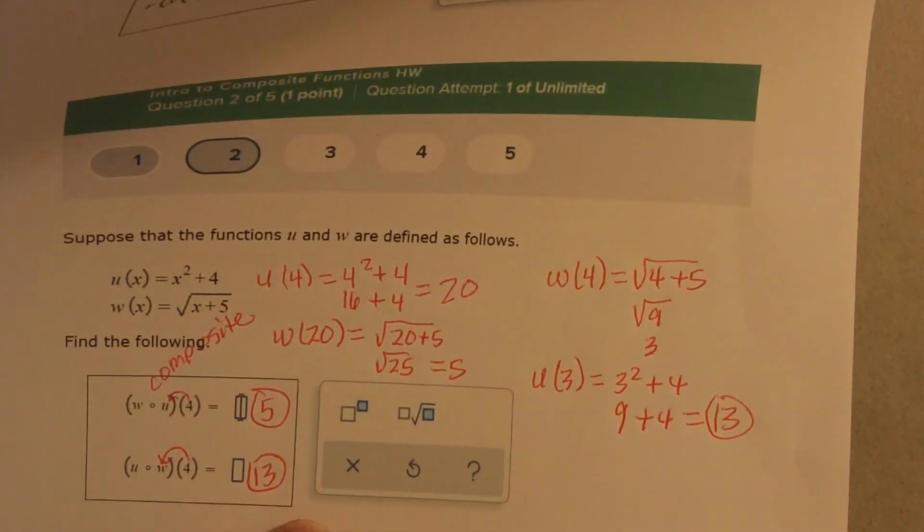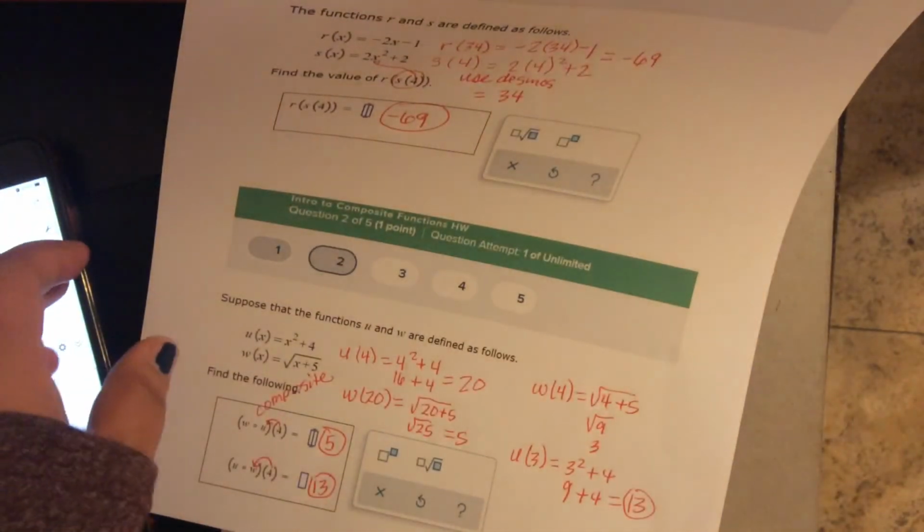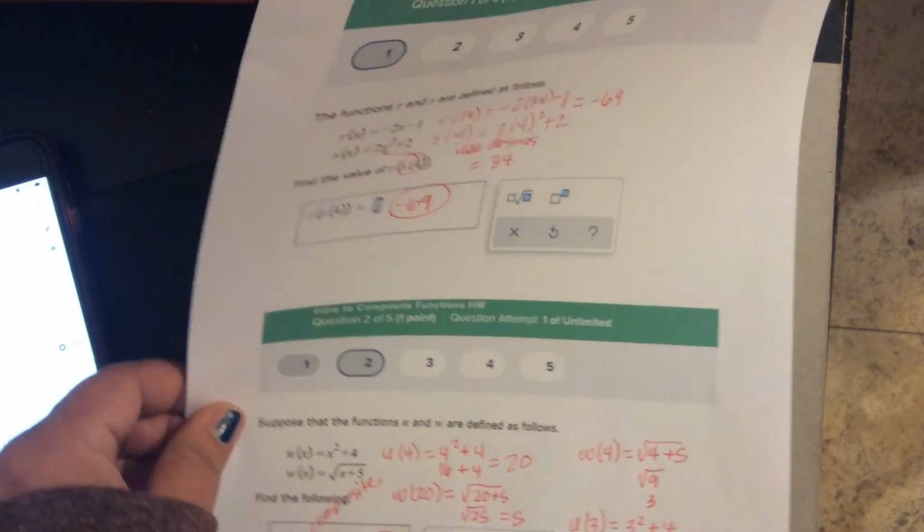And that's how you use an introduction to composite functions. Good luck for today.